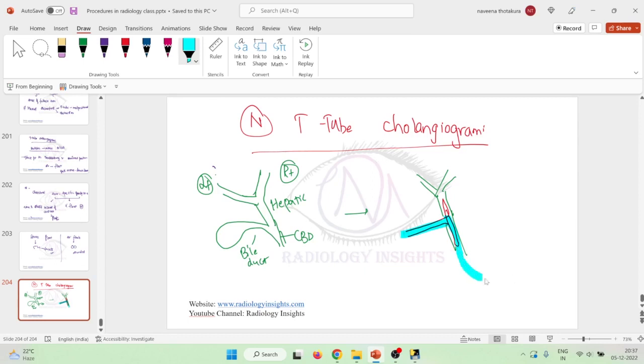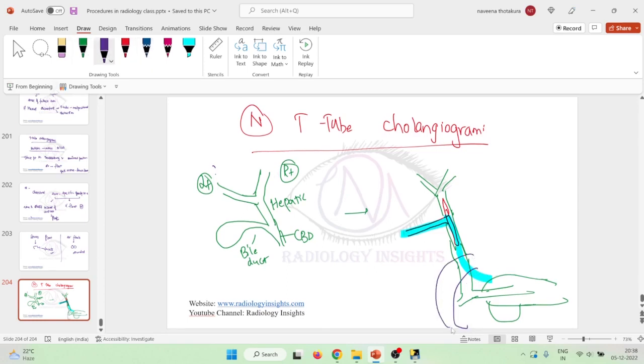If there are no strictures, it will reach the duodenum, because the common bile duct will combine with the pancreatic duct and drain into the duodenum. So now this will go and drain into the duodenum. Normally, in a normal T-tube cholangiogram, the contrast media will drain into the duodenum.